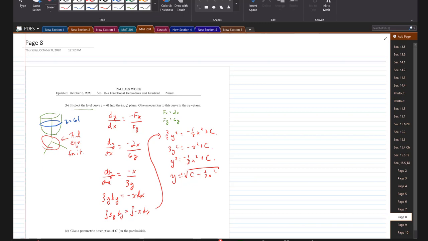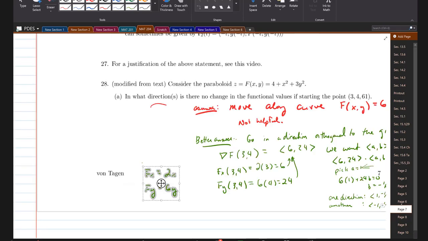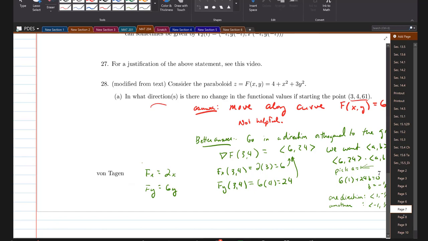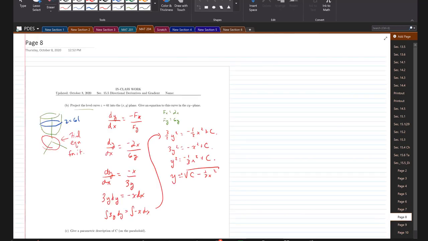But then we go back to the actual point that we're talking about on this surface, which is the ordered triplet 3, 4, 61. I just said pair, I meant triplet. And so that gets projected down here to the ordered pair 3, 4.